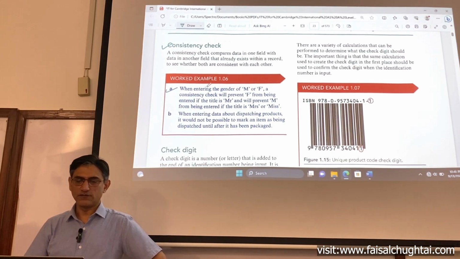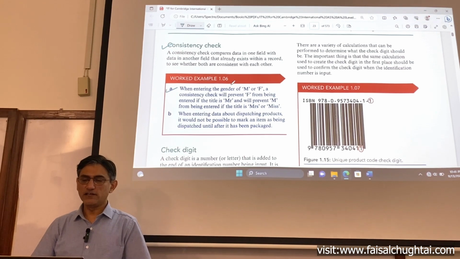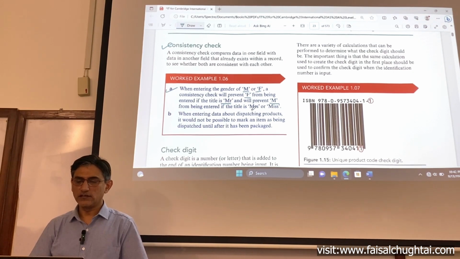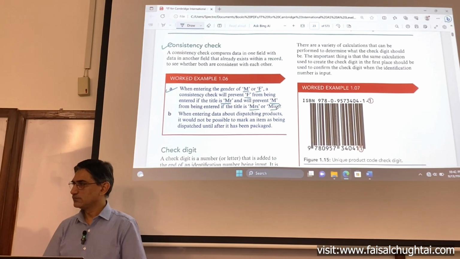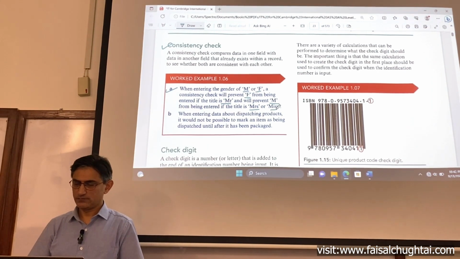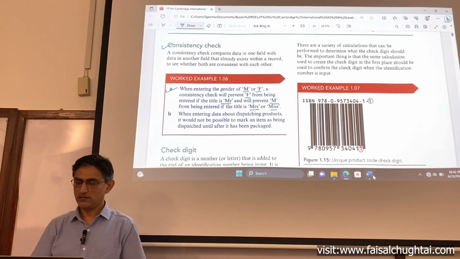If you look at the first example, it says when entering the gender of M or F, a consistency check will prevent F from being entered if the title is Mr., and will prevent M from being entered if the title is Mrs. or Miss. Does it make sense to everybody?